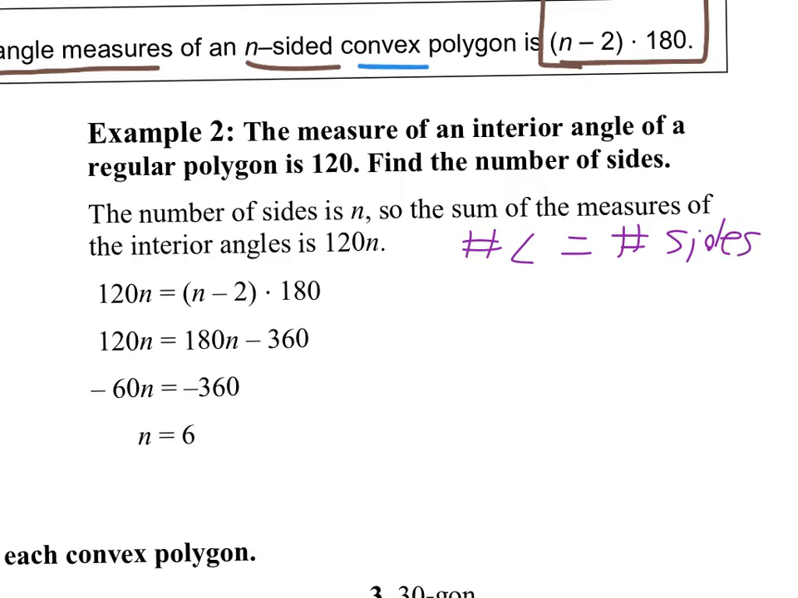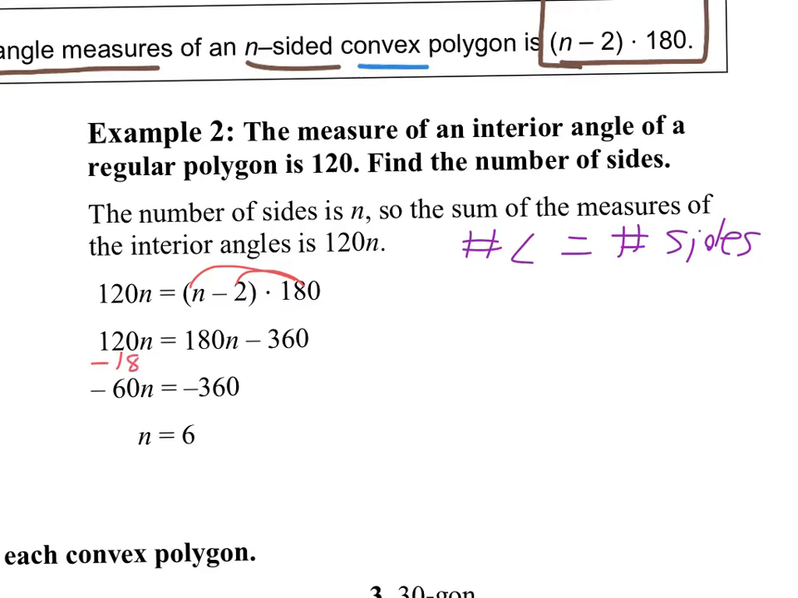So if we can find the number of angles, we can find the number of sides. And so the setup for this becomes the known value of our 120 times the number of angles is equal to our interior angle sum theorem, or the number of sides minus 2 times 180. First things first, distributing that 180 to that n and that minus 2 to give us 120n minus 180, 120n is equal to 180n minus 360.